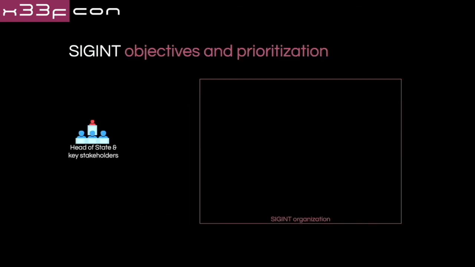Now, how does it work from a very, very high level? In every country, you have some head of state, and if you have multiple agencies doing signals intelligence, you might even have copies of what I'm talking about here in different sectors. For example, you might have a separate organization for military intelligence, a separate one for foreign intelligence, and so on.